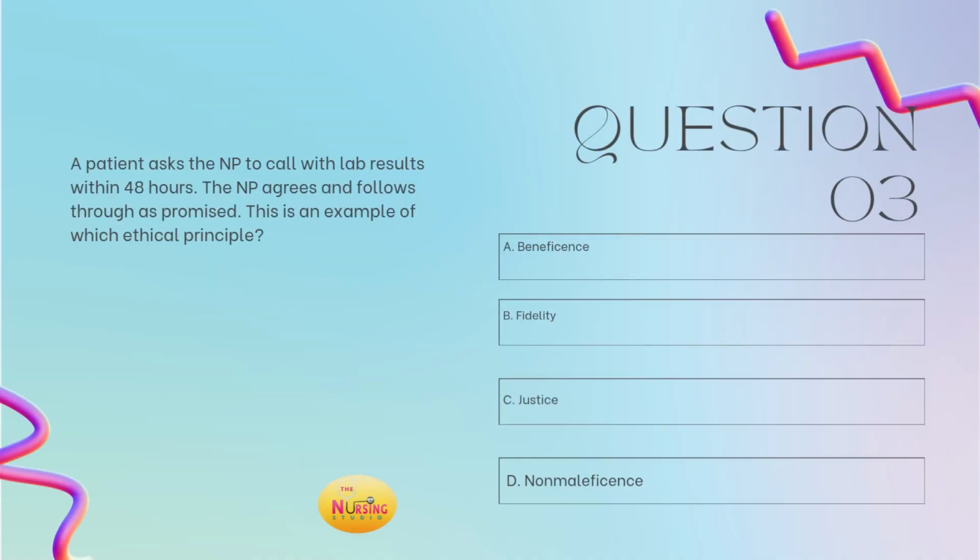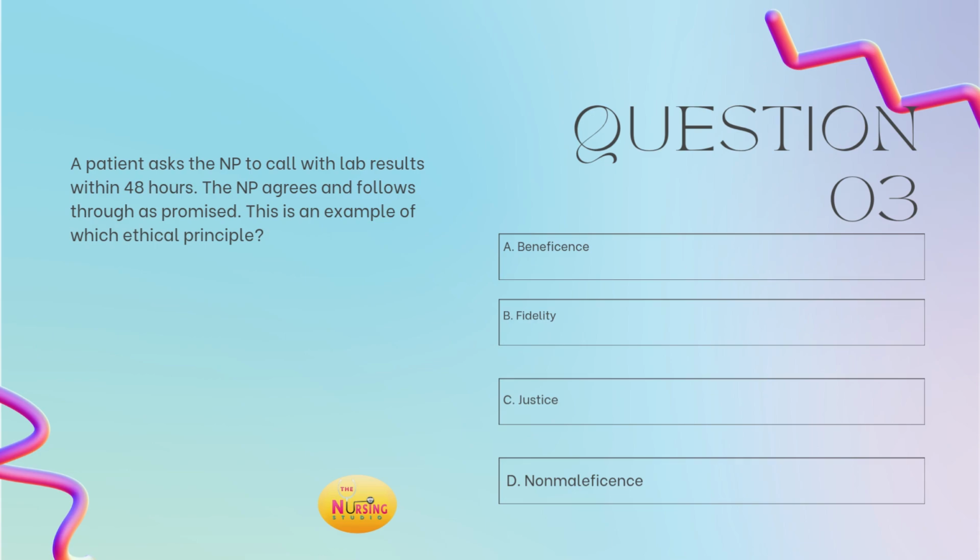And then lastly, question number three. A patient asks the NP to call with lab results within 48 hours. The NP agrees and follows through as promised. This is an example of which ethical principle? Is it A, beneficence, B, fidelity, C, justice, or D, non maleficence? Take a moment and tell me what you got.